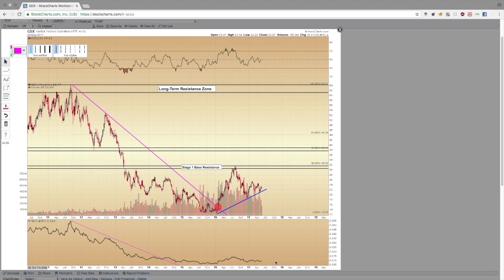All things considered, we would expect that after a period of basing, when one market is at all-time lows, meaning the gold and silver mining sector, yet the broad stock market is at all-time highs, this ratio, my expectation is that it is going to start curling up sometime here in the later part of 2017 into 2018.